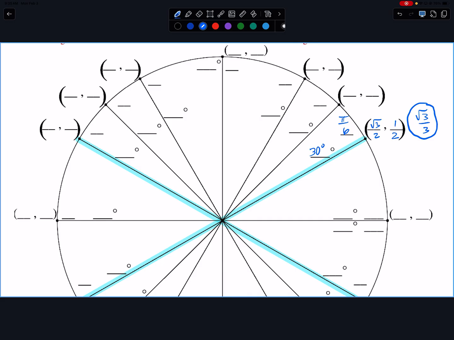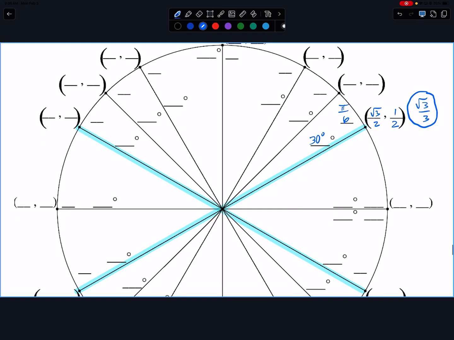Cool. Now, all these follow a special pattern. So the reason why we're highlighting all of them is because just like for pi over 4, the answers are going to be really similar. The only thing that's going to change is the signs, not this sign. Sign like positive or negative because of where you're at on the graph.